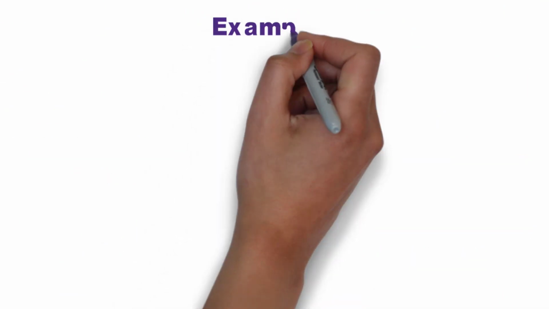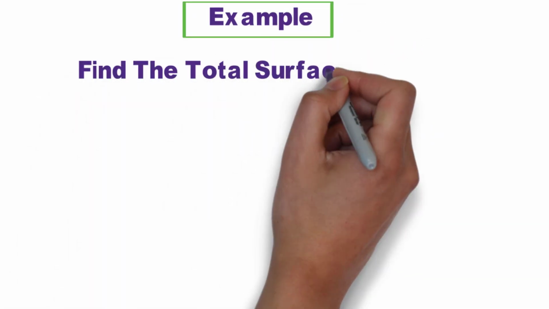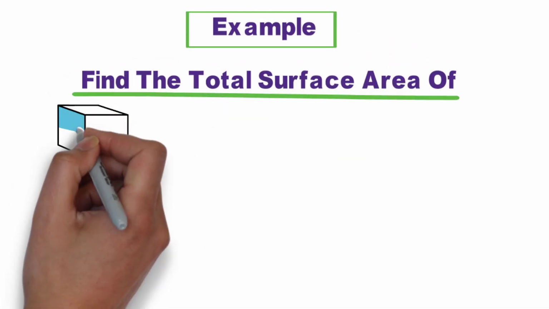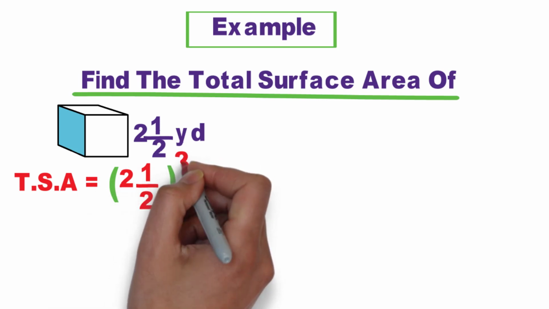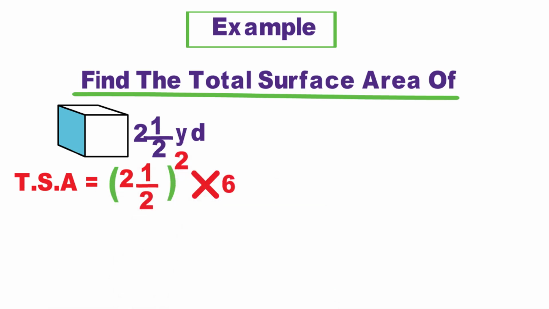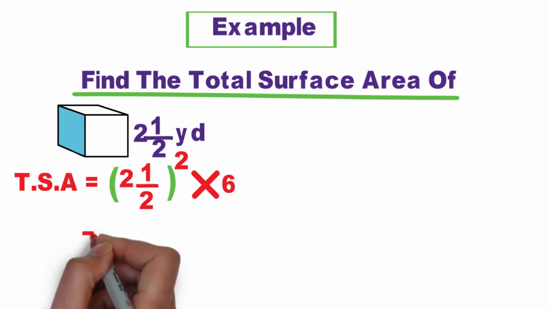Let's have an example. Find the total surface area of each solid. First, we have a cube with edge length 2.5 yards. So, the total surface area equals the area of one face times 6, because 6 is the number of faces. So, total surface area equals 2.5 squared times 6. 2.5 squared is what, guys? It is the area of one face, just its side length times itself, because the face is a square, we studied before.